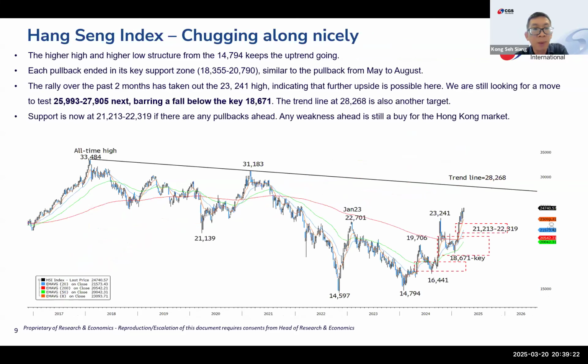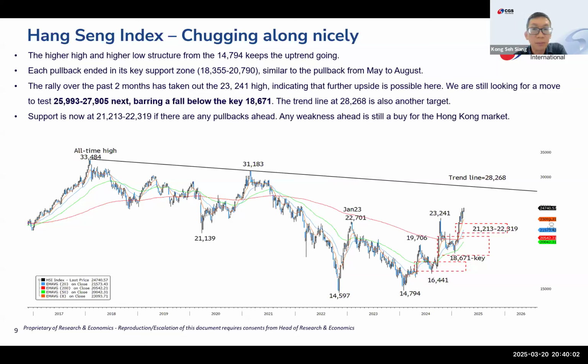If you zoom in, you can see that it's stair-stepping higher very nicely. Every time it pulls back, it drops into a key support level. Right now, the immediate key support remains the last swing low, which is about 18,006 that I mentioned just now. As long as it stays above that level, any chop or pullback would be a nice entry level for the Hong Kong market. The immediate support that I put down on the chart is about 21,200 to about 22,300. That would be an ideal zone for getting long if there is a pullback over the next few weeks.